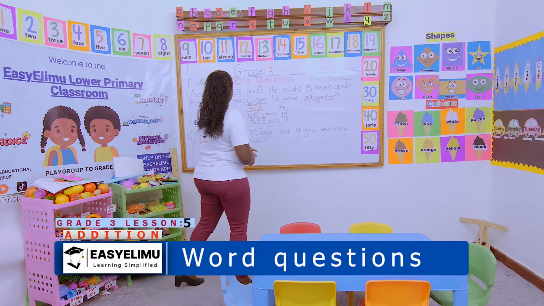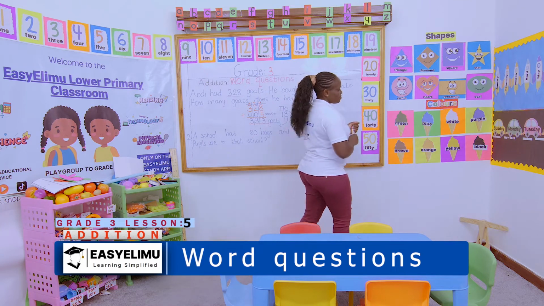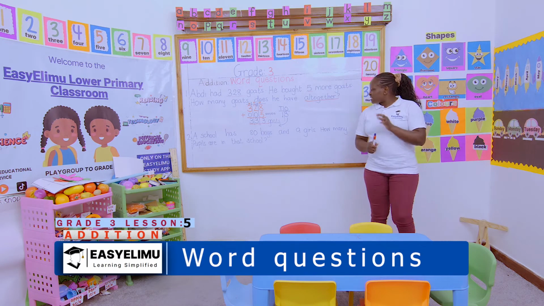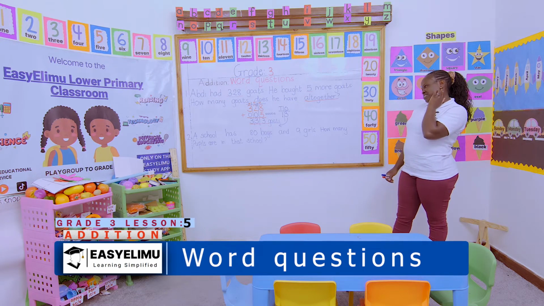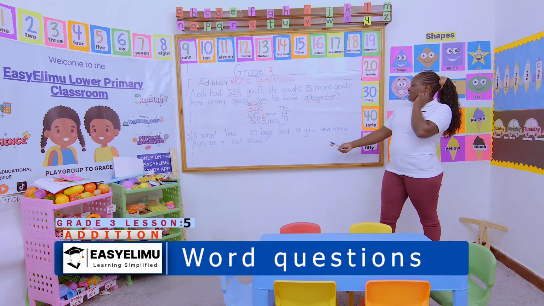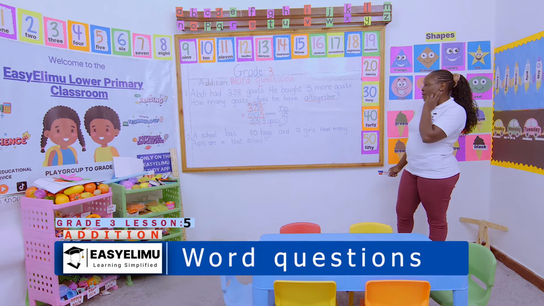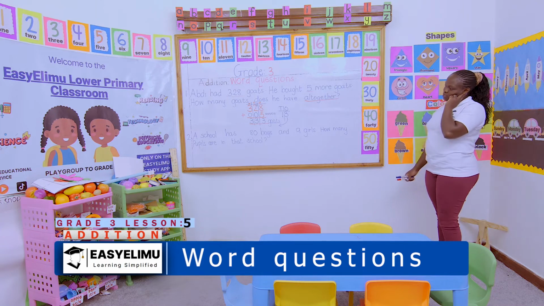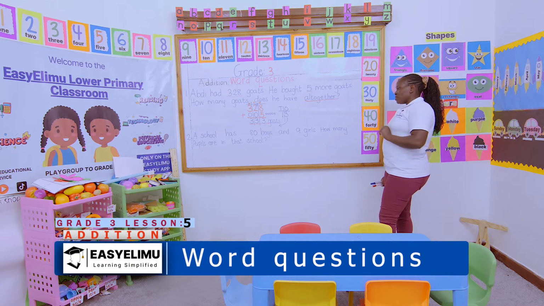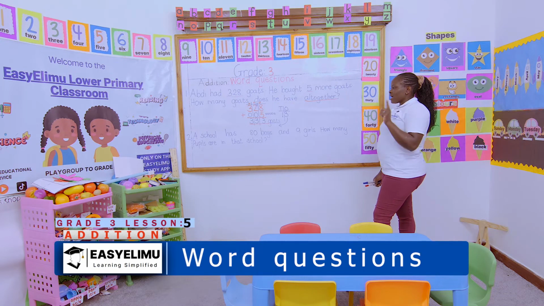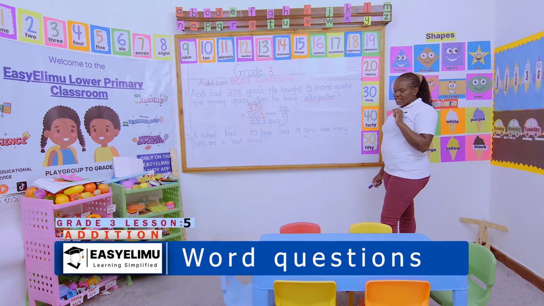The next question says, a school has 80 boys. Which school is this? This could be Ngelani Primary, Secondary, I don't know. And 9 girls. How many pupils are in that school? A school has 80 boys and 9 girls. How many pupils are in that school?